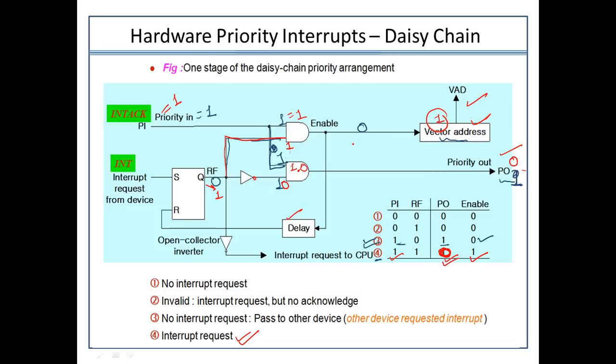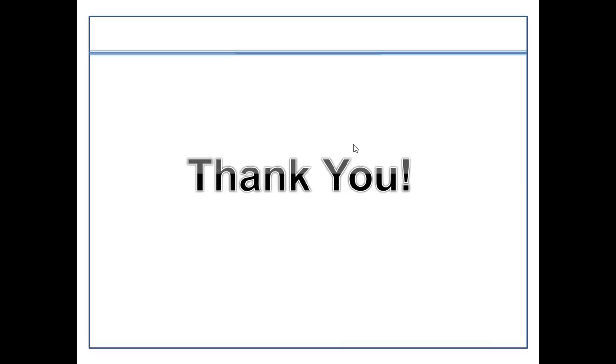So this is how one stage of the daisy chain priority interrupt will work. And I hope that you were able to understand the concepts here.